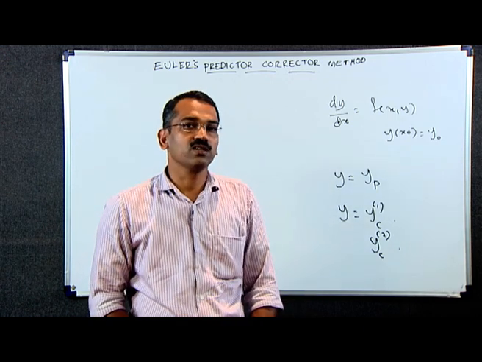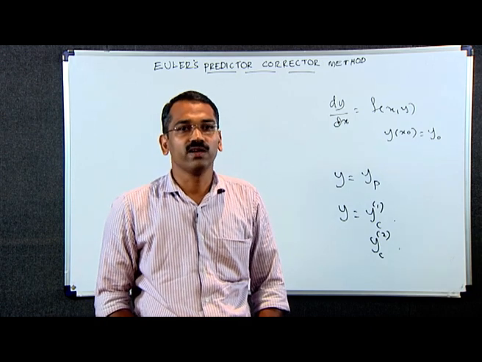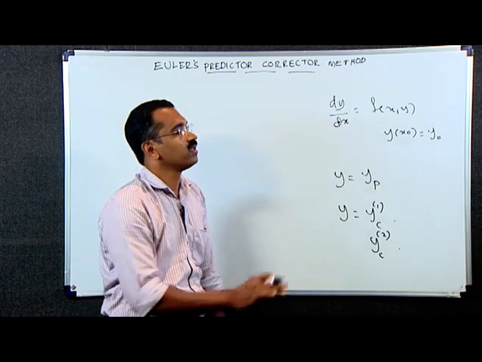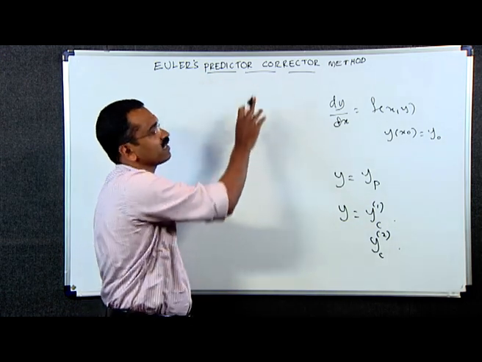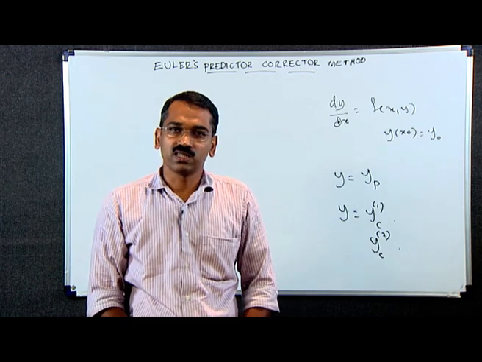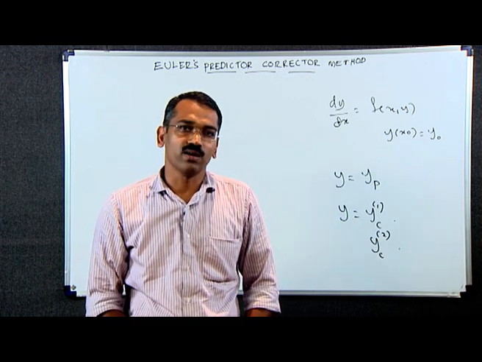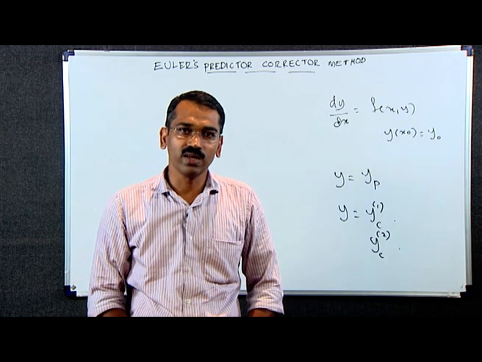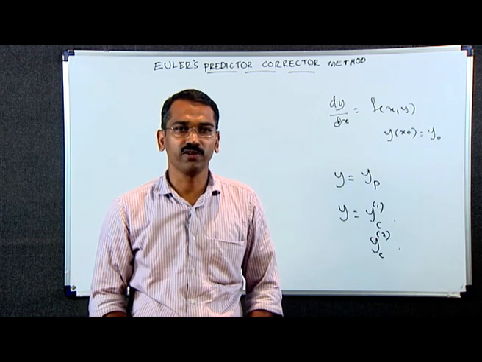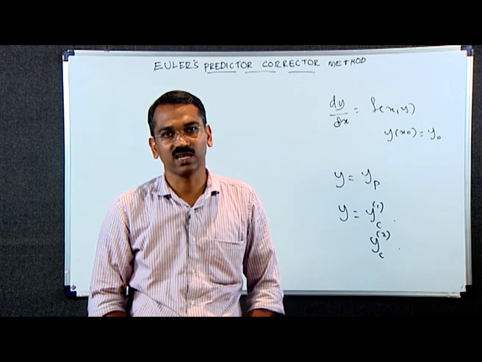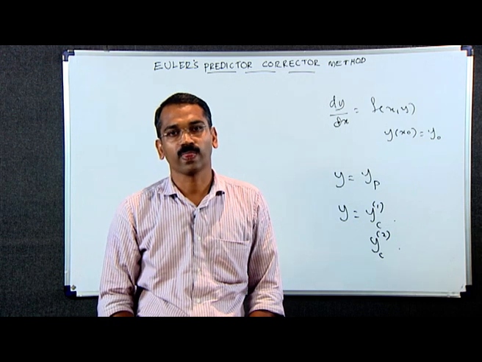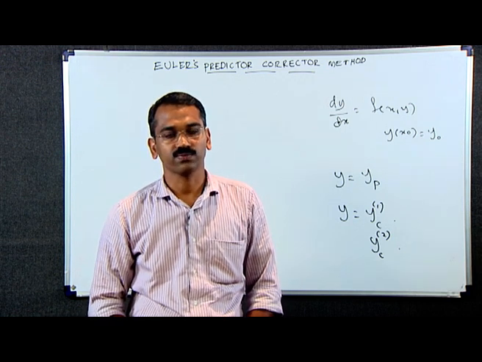Many predictor corrector combination formulas are available. First of all, we discuss Euler's predictor corrector formula. Euler's predictor corrector formula uses the simple Euler's formula as the predictor and the modified Euler's formula as the corrector, though the errors in these formulas are of different order.